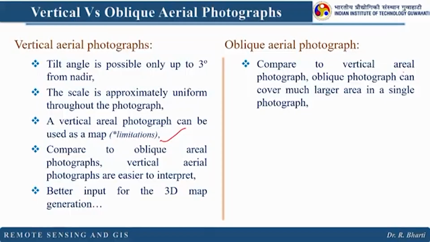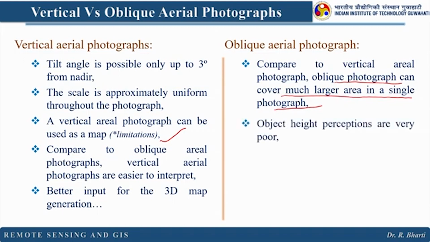But when you go for oblique aerial photographs, your advantages are different and there will be certain disadvantages, but you have to decide basically what kind of photography you want to do. So compared to vertical aerial photographs, an oblique photograph can cover a much larger area in a single photograph. This is the main advantage, right?